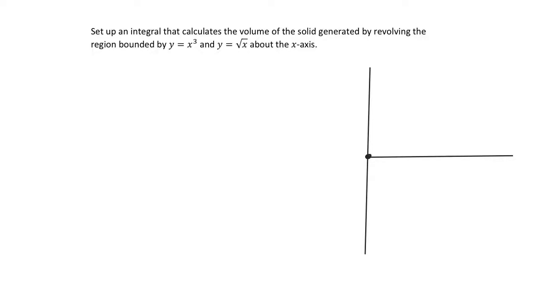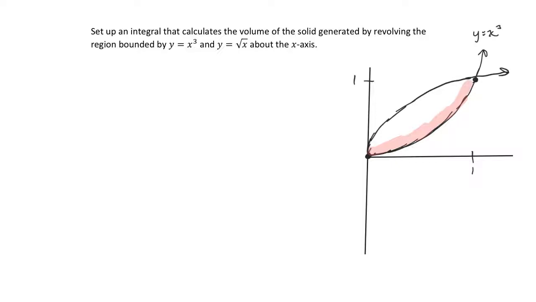So there's the origin. When x is equal to 0, x cubed is also 0. And now when x is equal to 1, x cubed is also 1. As x gets larger, this is a concave up kind of graph. So there's y equals x cubed. Y equals the square root of x, on the other hand, has the same two points, (0, 0) and (1, 1), but it looks more like this. These aren't perfect graphs, but they'll do. And so the region we're discussing is this region in the middle. It's the region bounded by the two curves.